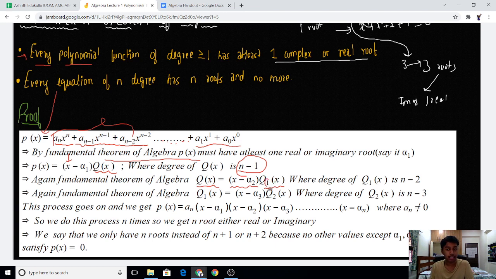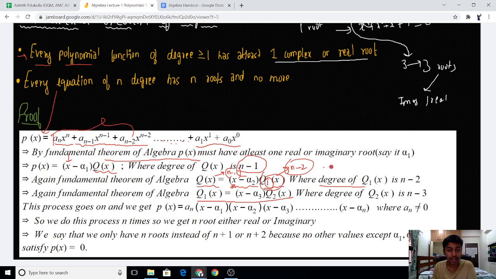So q1 is another thing, like for p of x, we have got q of x here when we have taken x minus alpha 1 as a root, and for q of x, we are taking x minus alpha 2 as a root, then we are getting q1 into x. The degree of q1x is n minus 2, because the degree of this is n minus 1, and we are taking 1x out of the n minus 1, so we will have this degree as n minus 2. So similarly, we can write it like this, and so on.